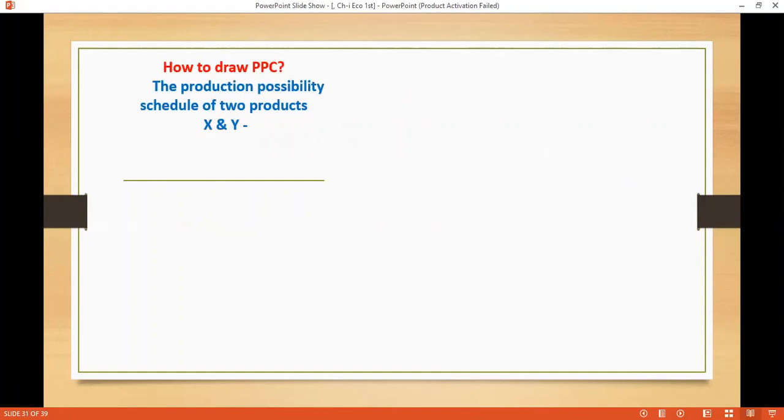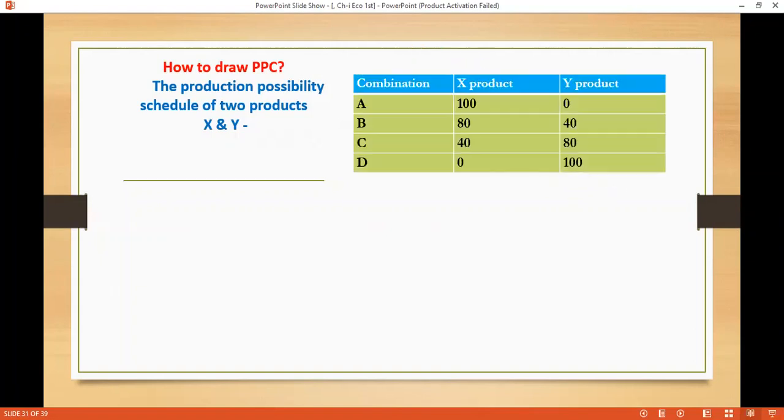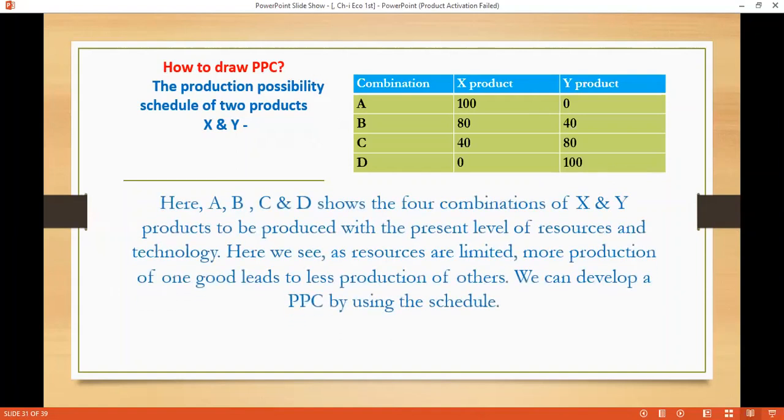First, we need a production possibility schedule to draw the PPC. This is the PPS, that is, the production possibility schedule. Here are three columns: two columns for X product and Y product to show the production of X and Y, and the first column is the combination, that is A, B, C, D. These are different combinations of X product and Y product. Here A, B, C and D show the four combinations of X and Y products to be produced with the present level of resources and technology.